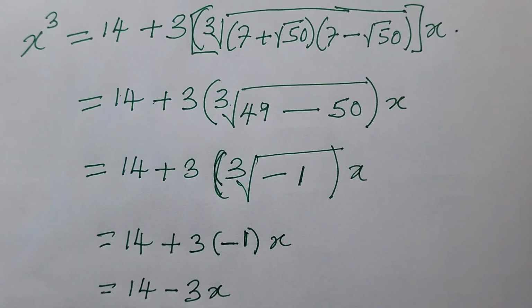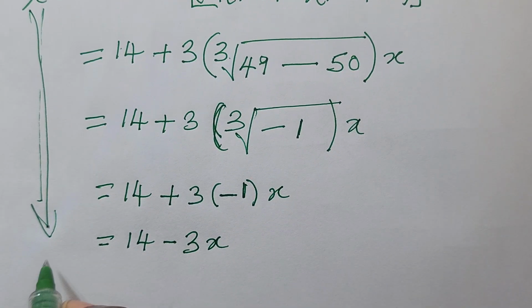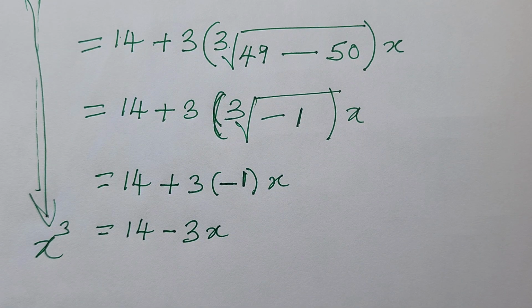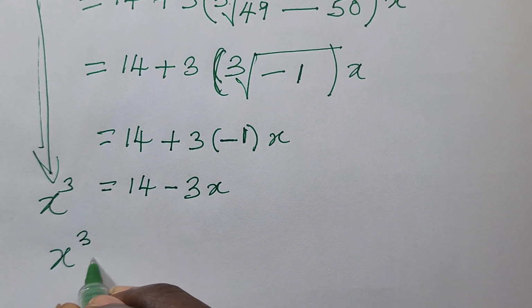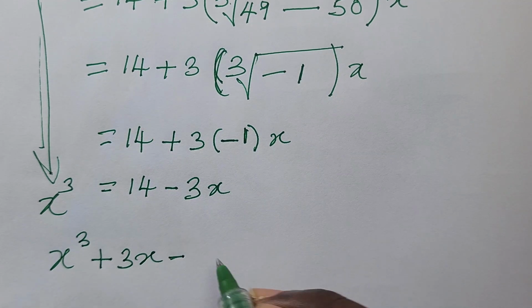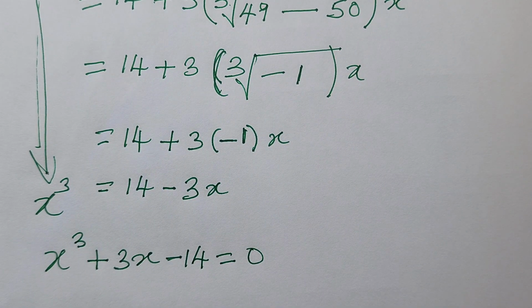Again, remember we have our x to the power of 3 on this other side. So we want to move everything to this side of the equation. This will give us here x to the power of 3 plus our 3x minus 14 equal to 0. So what kind of equation is this? This is a polynomial equation of third degree order.